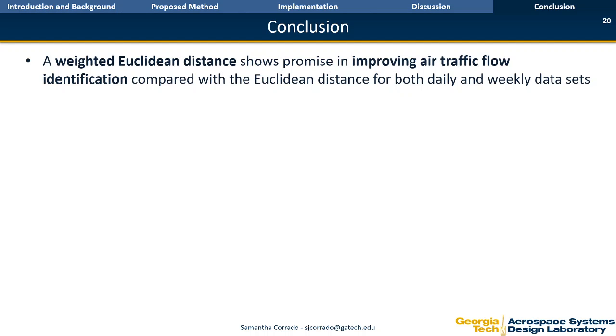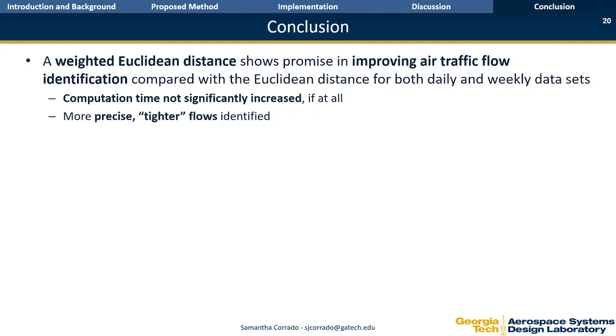So now, to conclude, we've demonstrated that a weighted distance function shows a lot of promise in improving air traffic flow identification computed with the Euclidean distance for both daily and weekly data sets. Computation time was not significantly increased, if at all. We used the HDBSCAN library based in the sklearn algorithms, and we just used the Euclidean distance metric and also the standardized Euclidean distance metric to effectively implement a weighting scheme, and the computation time difference was insignificant, if there was any at all. They clustered in seconds.